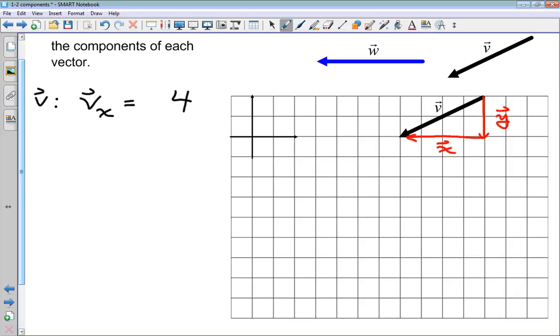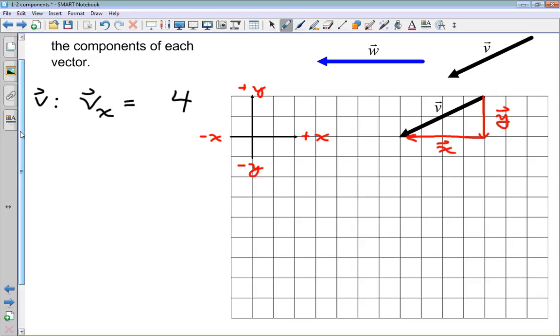We know that it's going to have a magnitude of 4. We can read that, 1, 2, 3, 4. What about the direction of this vector? Well, our horizontal component, our x component, is always going to be going horizontally. So it's always going to be going either in the positive x direction or in the negative x direction. So again, positive x is to the right, negative x is to the left. And just to fill this in, positive y is up, negative y is down.